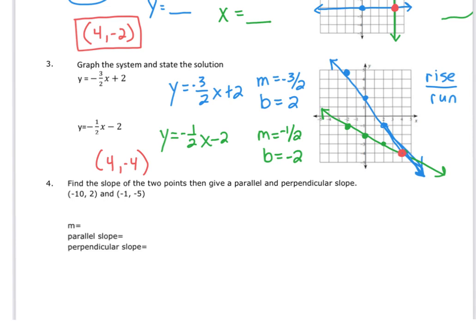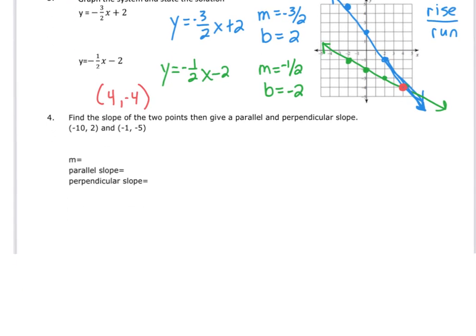Okay, so there's that one. Now our next problem on this page, if I scroll up here, says find the slope of 2 points, then give a parallel and perpendicular slope. So finding the slope of the 2 points, you should know your slope formula. Slope, that's m, that's the same thing as slope.